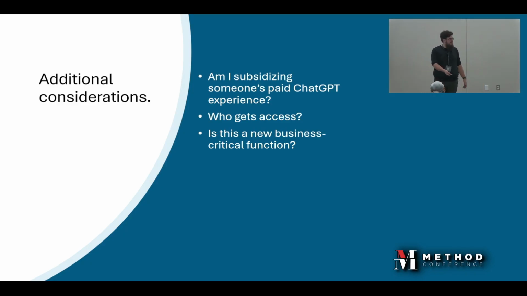Remember that Chevy GM example I gave? That's somebody using it like that's their own ChatGPT instance. Who gets access? Is it internal or external? There's certain considerations like that, right? Data leakage is a big one, but again, we have to make sure that this system is airtight security-wise if it's external facing. Is this a new business critical function?